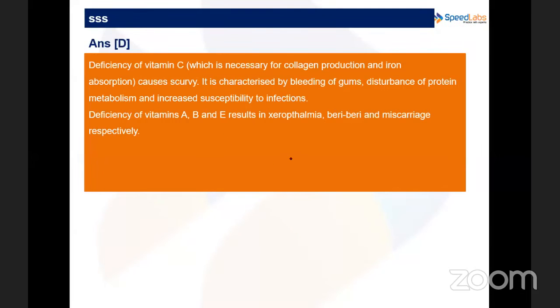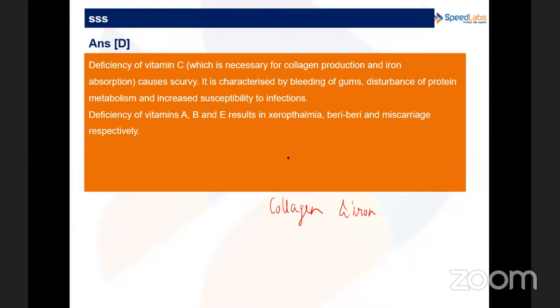So firstly, let's discuss what vitamin C does. It is necessary for collagen production and iron absorption, but its deficiency causes scurvy. And what are the symptoms in scurvy? Bleeding of gums, disturbance of protein metabolism, and increased susceptibility to infections. So that is vitamin C deficiency, scurvy.